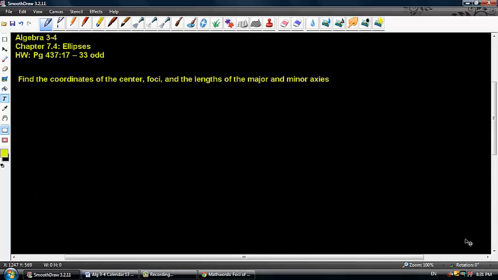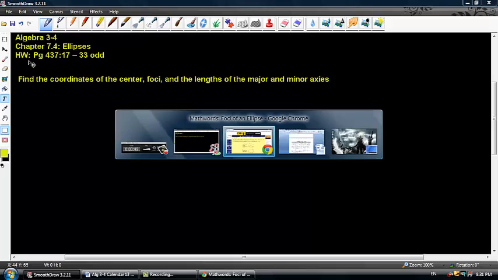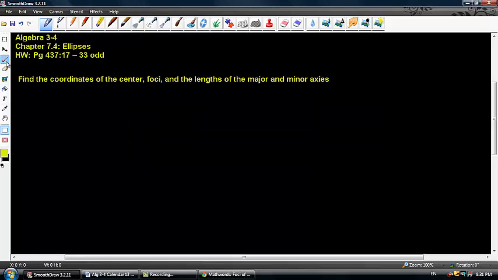Alright, our homework tonight, should we choose to accept it, is to find the coordinates of the center, foci, and the lengths of the major and minor axes. So let's take a look at an example here. If I give you an example of, say, x squared over 25 plus y squared over 9 equals 1, first thing we've got to figure out is, is this thing an ellipse? Of course it is. We've got two squared terms being added, and they equal 1, and they're both over some kind of perfect square looking thing.